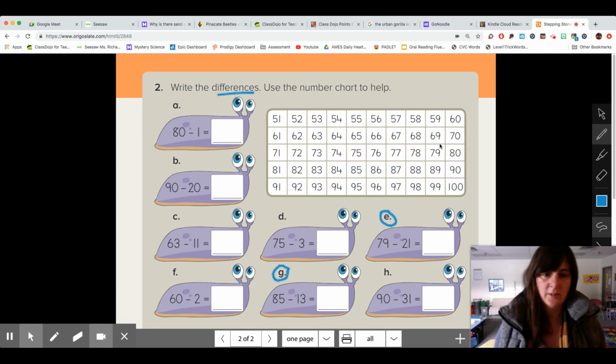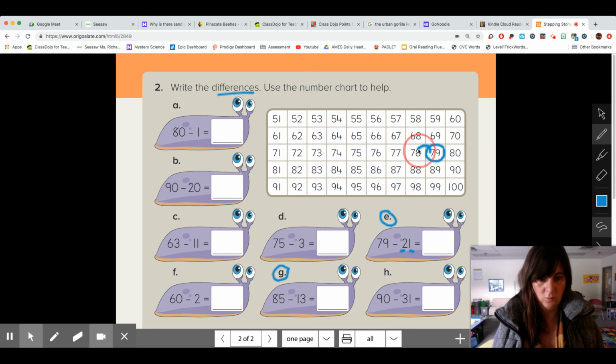So here we'll start at 79. You find it and circle it on the chart, and then we're going to take 21 away. So we need to take away 2 10s and a 1. So if we do the ones first, we're going to jump back 1 space because it's 1 one. So we're on 78. And then we need to take away 2 10s. So we're going to jump up 2 spaces, minus 10, minus 10. So our answer is 58.